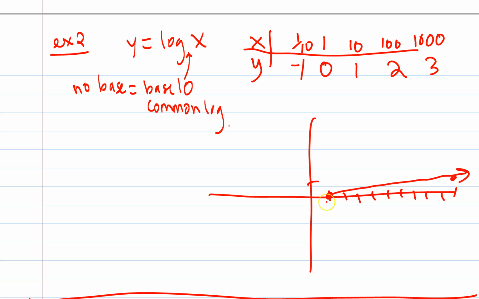What happens here between negative 1 and 0? We already saw it starts going negative. Where's our asymptote? X cannot equal 0. That's how I would graph this.